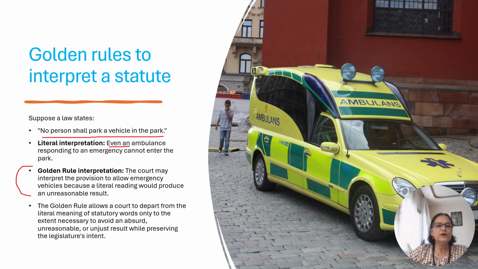The golden rule allows a court to depart from the literal meaning of statutory words only to the extent necessary to avoid an absurd, unreasonable, or unjust result while preserving the legislator's intent. That's why understanding the intent of that chapter is important, then slowly move on to the section. And once you have done one full reading of the section, in the second round, map rules with it. That's how you understand a particular provision of this act properly.